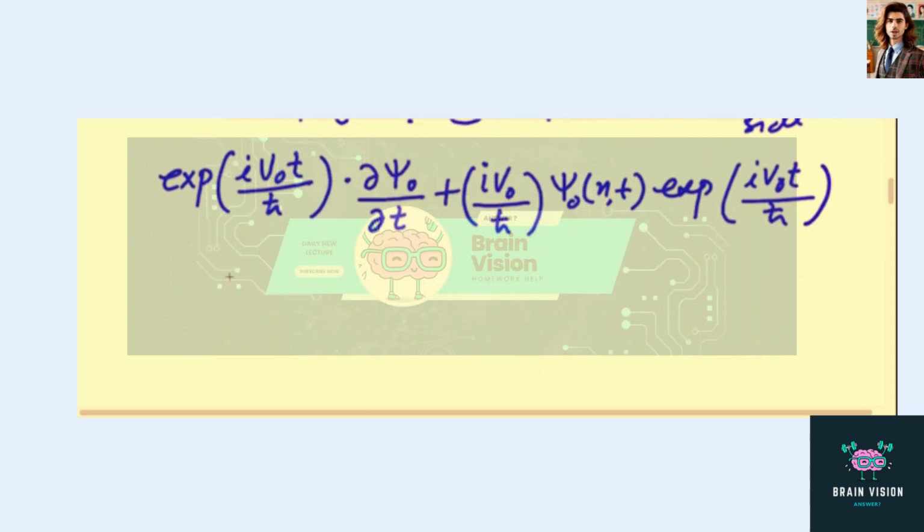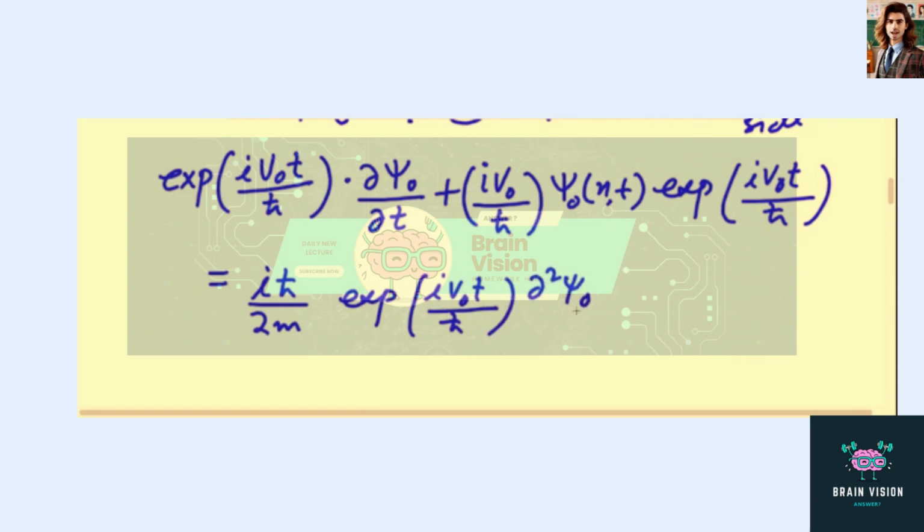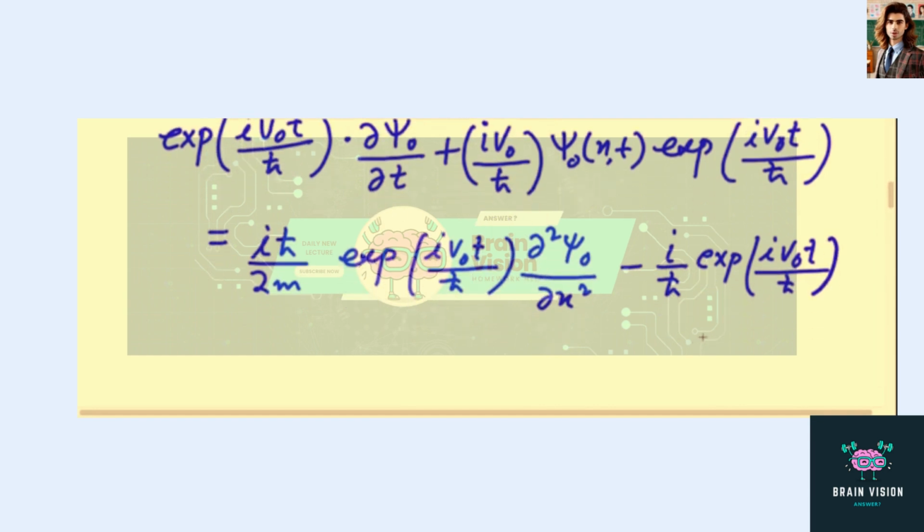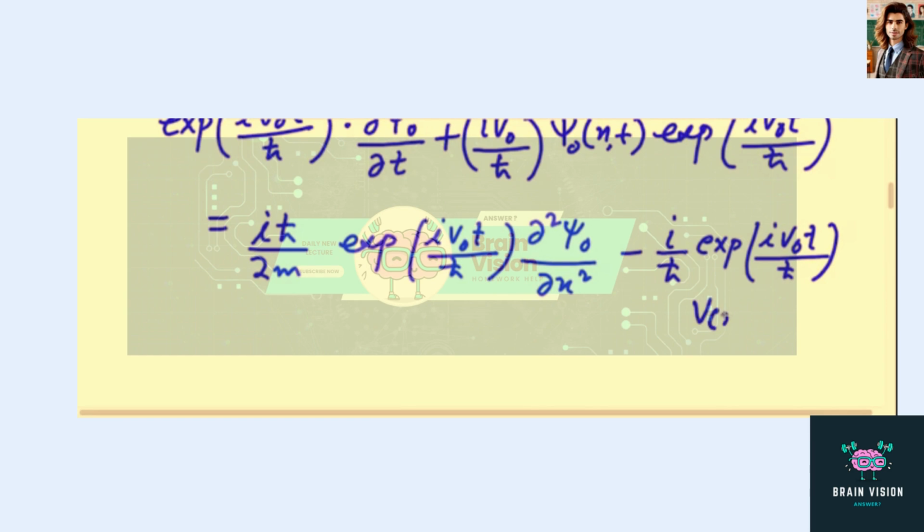is equal to i h bar by 2m exponential i V naught t by h bar del 2 psi naught by del x square minus i by h bar exponential i V naught t by h bar into Vxt and psi naught xt.